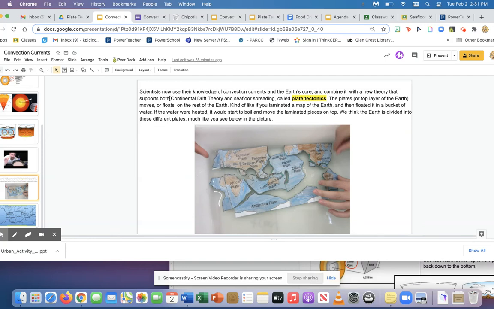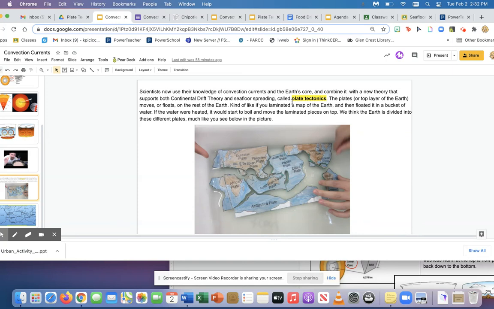So let me just read this part. It says, scientists now use their knowledge of convection currents in the Earth's core and combine it with a new theory. They take continental drift and seafloor spreading, and they put it together. This is called plate tectonics. The plates, or top layer of the earth, move or float on the rest of the earth, just like the chocolate did on the milk, right?